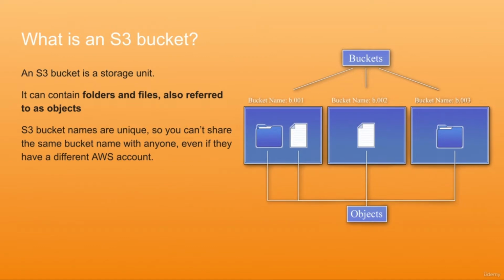So what is an S3 bucket specifically? Well, think of an S3 bucket as a storage unit, and it can contain folders and files. These folders and files are also referred to as objects. So keep in mind that a folder and a file are both objects in S3. Now, one thing to note is that S3 bucket names are unique. Even if you and another user have different AWS accounts, you will never be able to have the same bucket name. So think about that as you move forward in the course and as you start creating and naming your buckets.